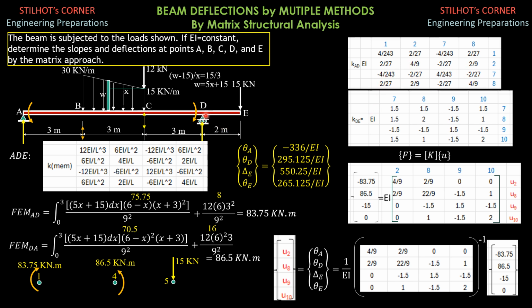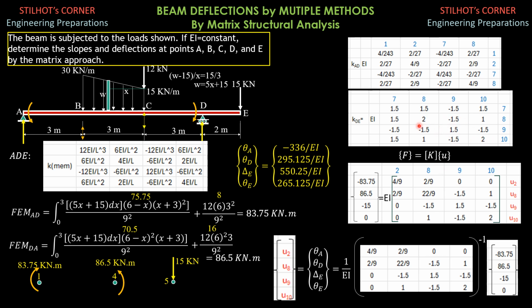For DE, it is EI, quantity 12 over 2 cube, 1.5, 6 over 2 square, 1.5, then the negative of that cell, then you just copy, then 6 EI over L square, so 6 over 2 square is still 1.5, 4 over 2 is 2, over 4 times 1 over 2 rather, then the negative of that cell, then half 1, and copy negatives of the first cell, and copy the second row, interchange these two cells here.